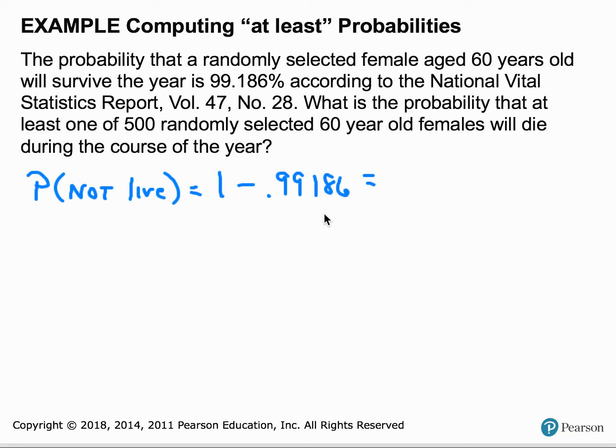Okay, what about at least one of 4? So what's the probability that 4?